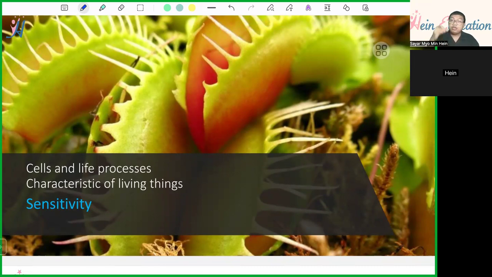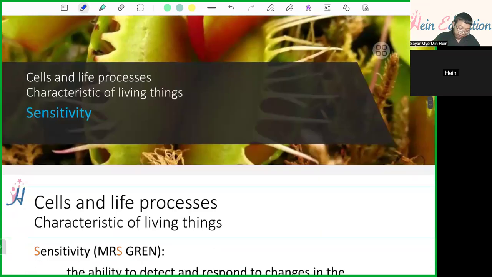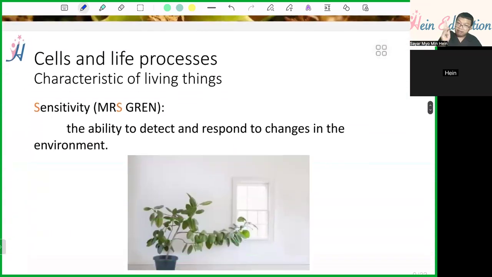But your phone or your car cannot go charge by themselves at the charging station, or plug in by themselves. So that is the difference between living and non-living things. So sensitivity has two main parts. It's the ability to detect and also respond to changes in the environment. So not only detecting, but also being able to respond.